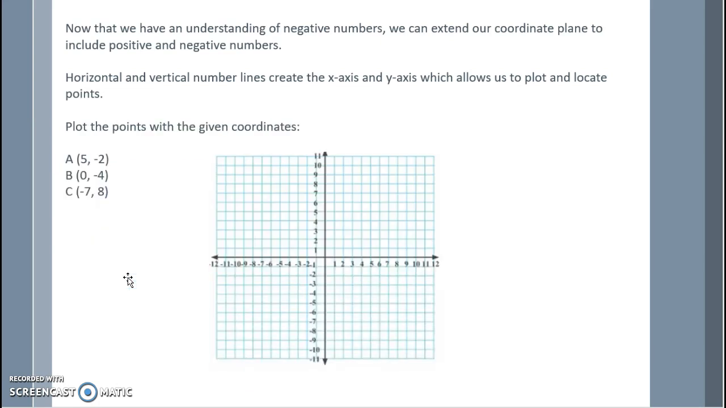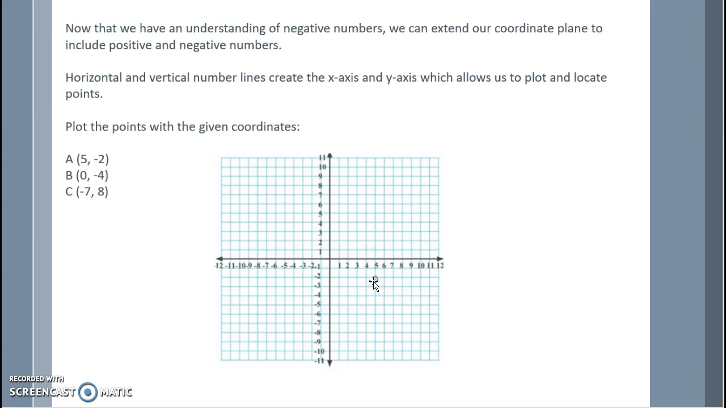Plot the points with the given coordinates. Point A, (5, -2). So we start at the origin, always moving left or right first, 5, and then we go down 2. B, (0, -4). So we're not moving left or right from the origin, but we are moving down 4 units. Point C, we start at the origin, move left 7, and we move up 8.